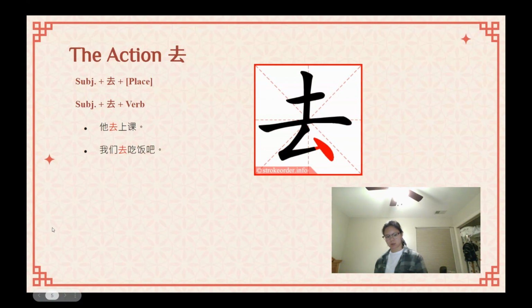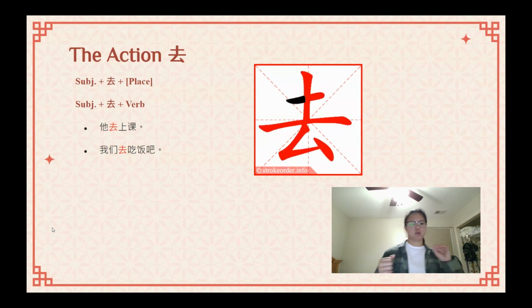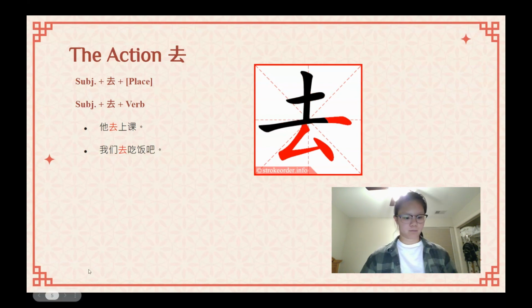Second example, this one's a little bit more clear. 我们去吃饭吧. So 我们 subject, 去吃饭. We're gonna go eat. That's another verb. This is more of a suggestion because you have ba. So we're gonna go eat. Let's go eat. So 我们去吃饭吧. 吃饭 is that verb phrase. So you're just putting 去 in front of that. To go. We're gonna go get food.